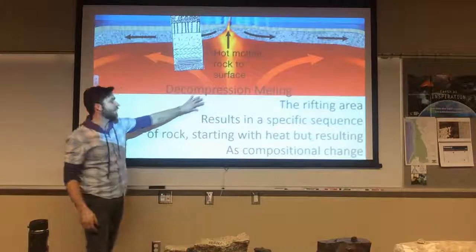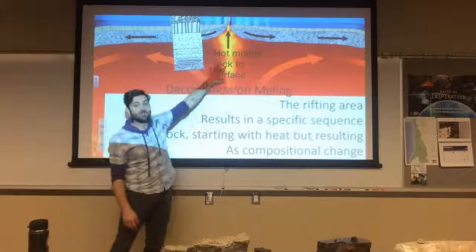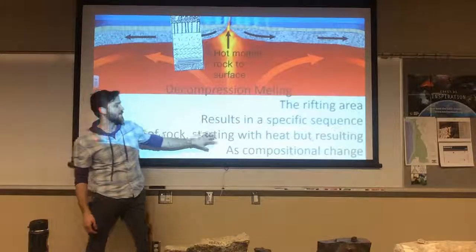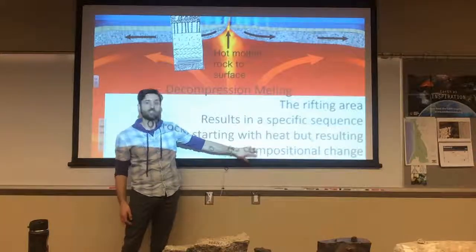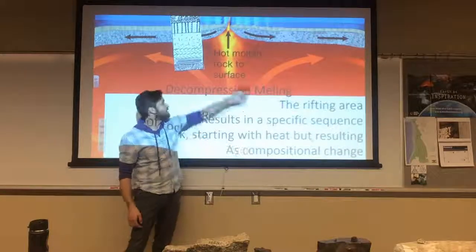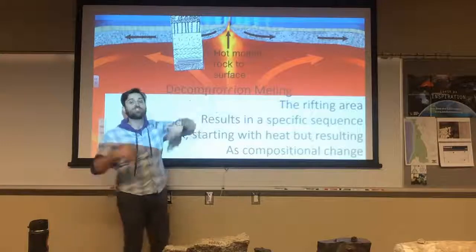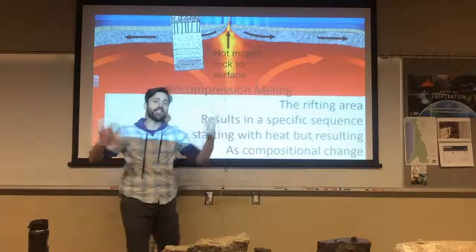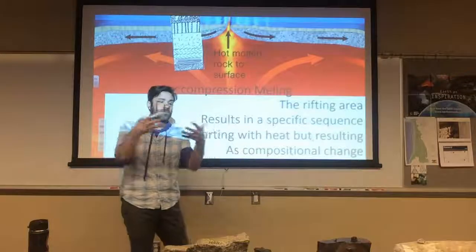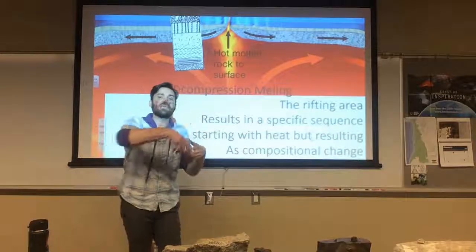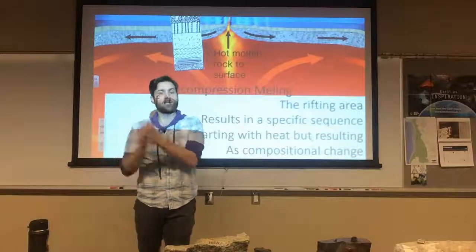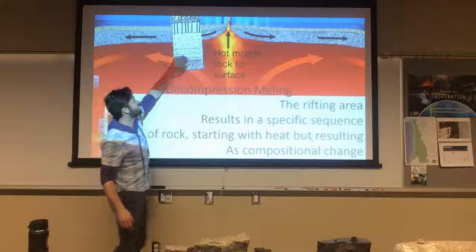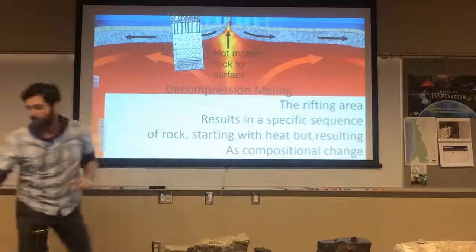So the rifting area results in this very specific sequence of decompression melting, starting with the heat, but resulting as a compositional change. So this is heat driven, but the result is light chemistry floats to the top. So this is tying in the compositional and the mechanical layers in this process of heat escaping and light chemistry floating to the top. Let's look at this sequence a little bit more closely. So here's the sequence, the ophiolite sequence.